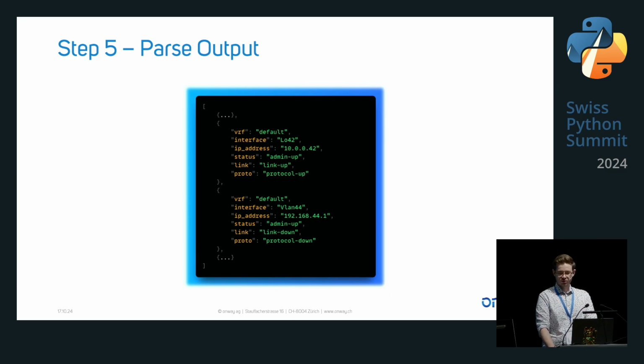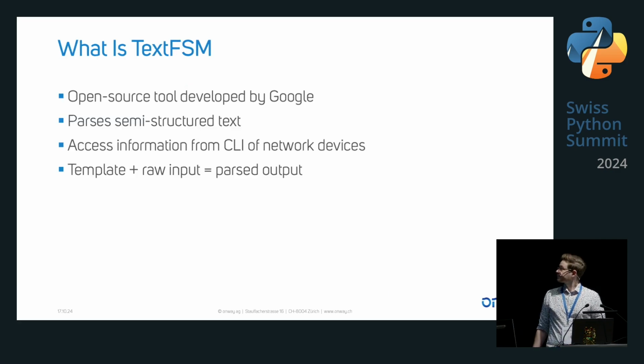Now, parsing looks quite simple because it was just this single option that we specified. But in the background, there's quite a lot going on by using the text FSM templates. So what is that? This is an open source tool developed by Google, and it is used to parse semi-structured text into structured outputs. And it was specifically designed to access information from the CLI of network devices and parse that output. And basically how it works is that it takes a template, so you have a text FSM template, and you combine it with some raw input, so that's the show command that you execute on the device. And if you combine these two, you receive some parsed output.